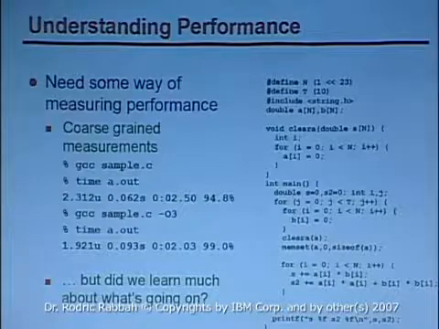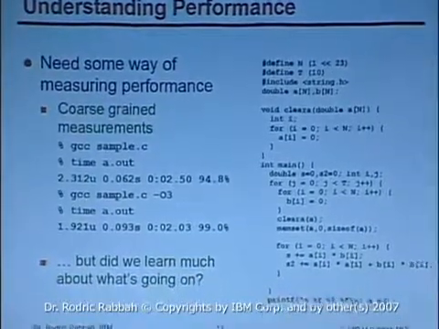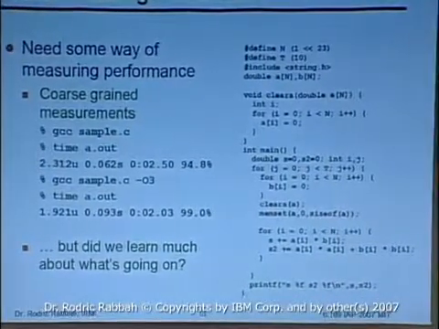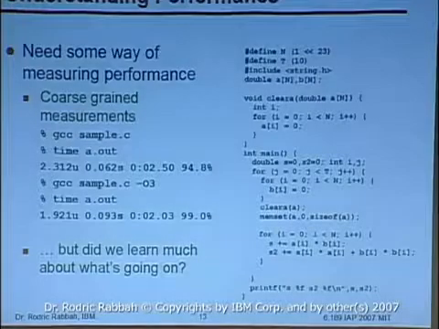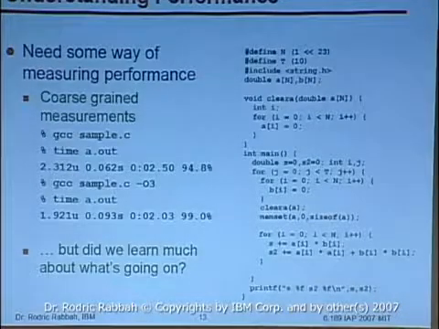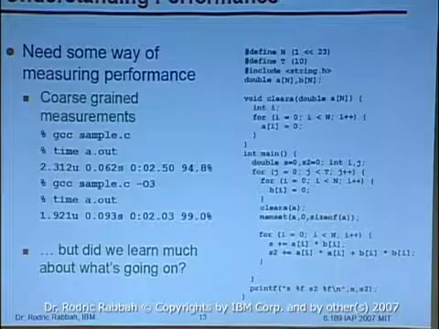But how do we actually understand what's going on? How do I know where to optimize? How do I know how long each thread is taking? How do I know how long my program is taking? Where are the problems? And so there are performance monitoring tools that are designed to help you do that. So what's the most coarse-grained way of figuring out how long your program took?